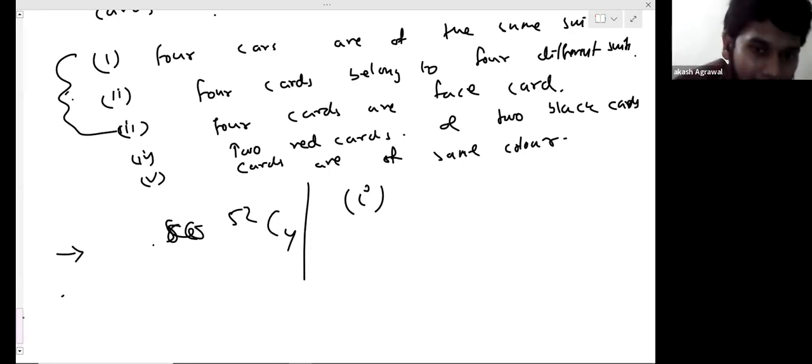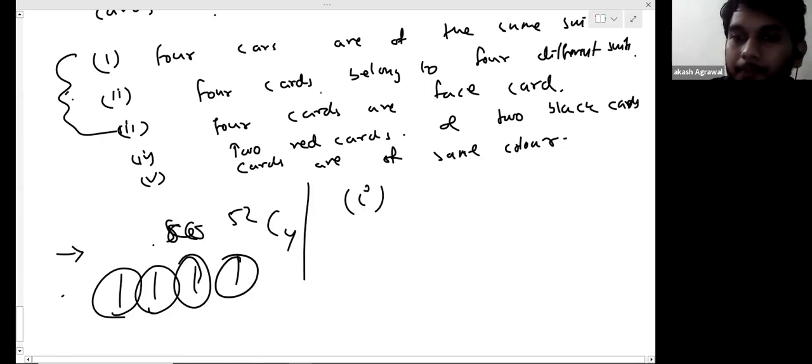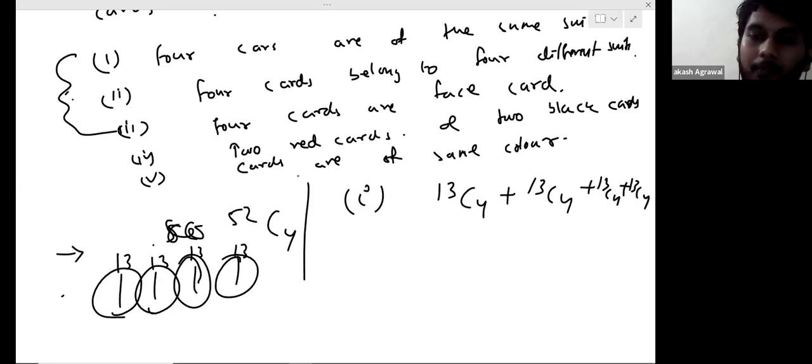Right. Now listen to this very carefully. You have 4 suits, right? Yes. So either the cards will be of this suit, or of this suit, or of this suit, or of this suit. Yes or no? Yes, sir. Each has 13 cards. So 13C4 or 13C4 or 13C4 or 13C4. Yes or no? Yes, sir.